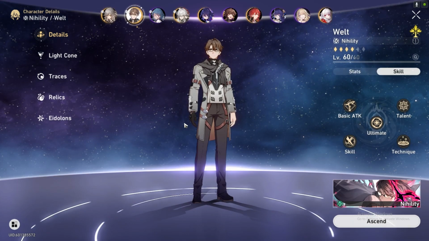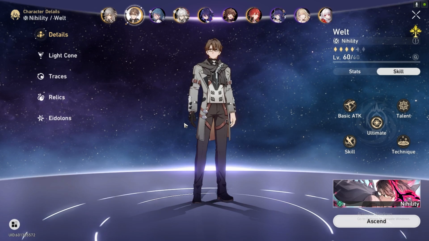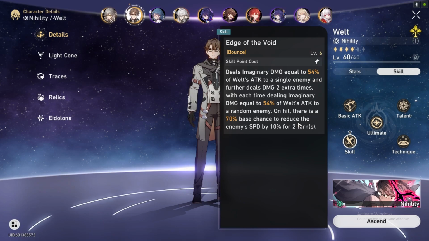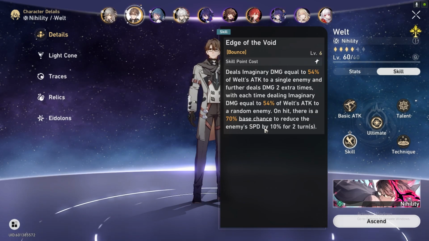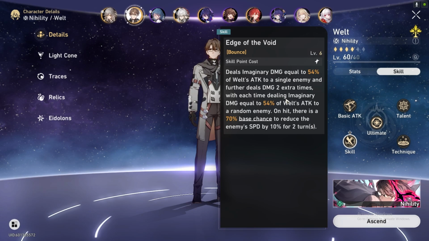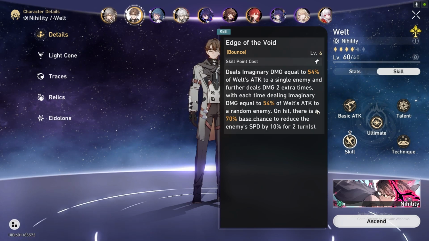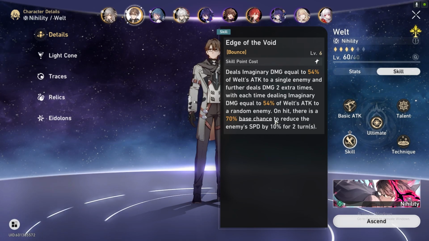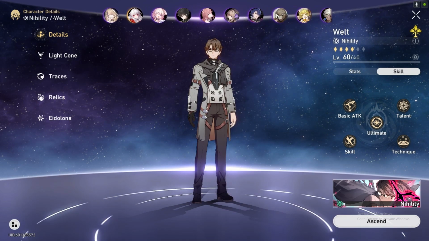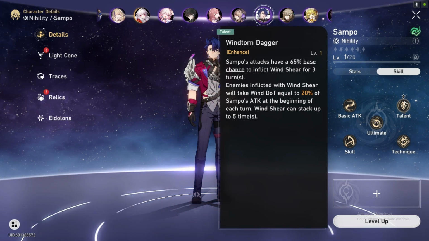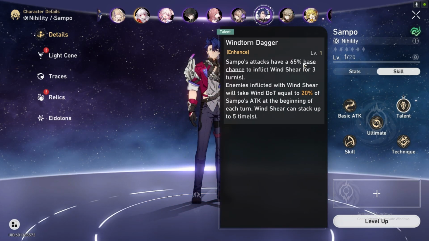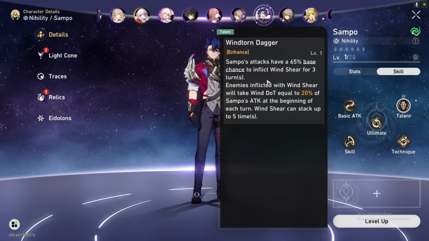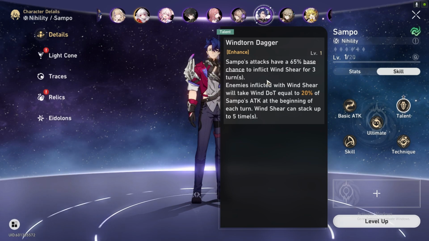So how much effect hit rate do you actually need? Well, that number will depend on your character. For example, my wealth has a 70% base chance to apply the effect, and his skill attacks 3 times. So in a single target scenario, he basically has 3 chances to apply the effect. And if we take a look at Sampo, his talent has a 65% base chance. So some characters will have a higher base chance, some will have a lower one.